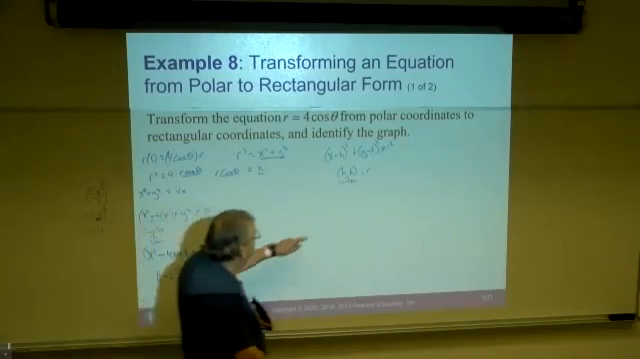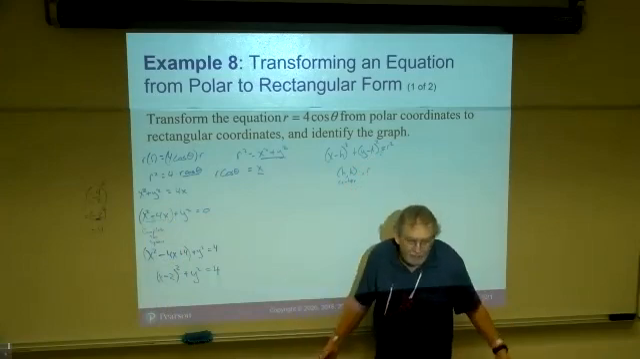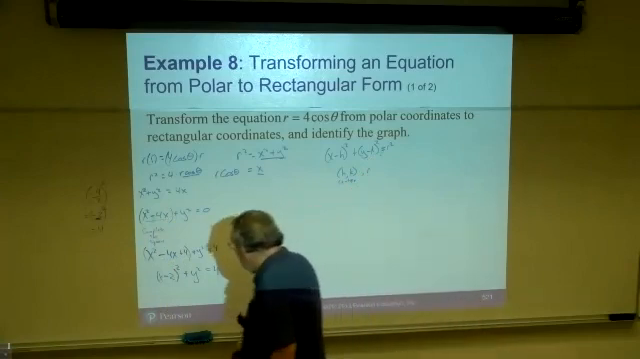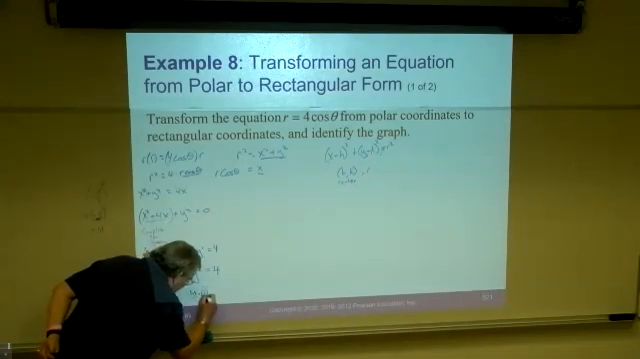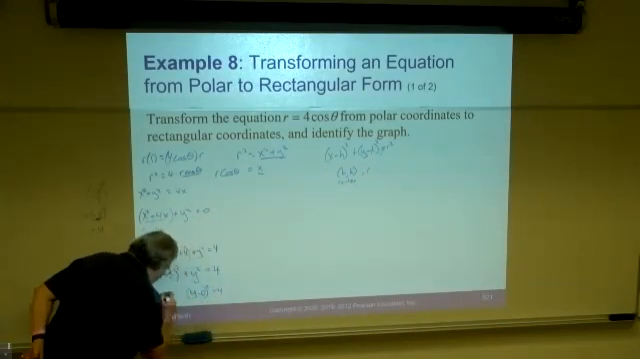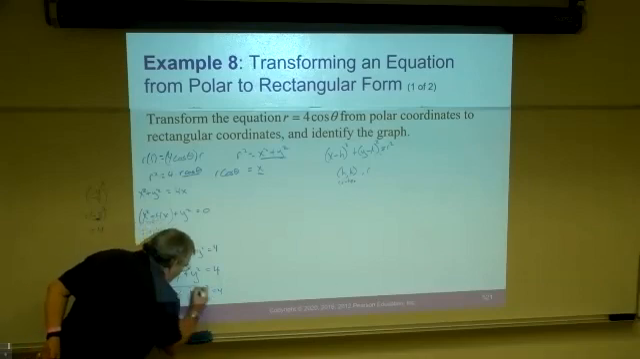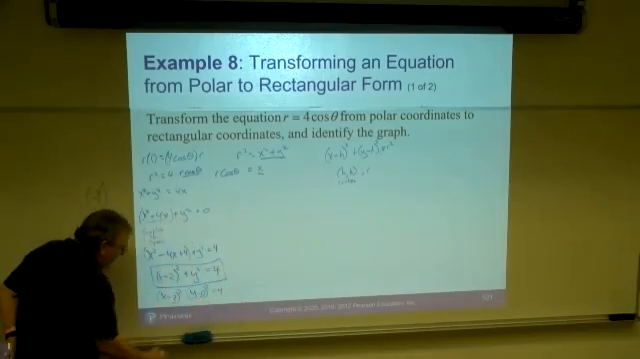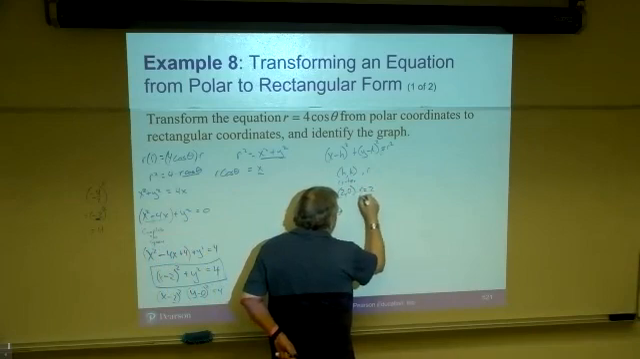Now, to get it to really look like this over here, what am I always adding or subtracting? Because subtraction is just a version of addition. I can write this y squared as y minus 0 squared. Oh, this is what they're looking for, this right here. This tells me what the center is. It's centered at 2, 0. And the radius is 2, right?